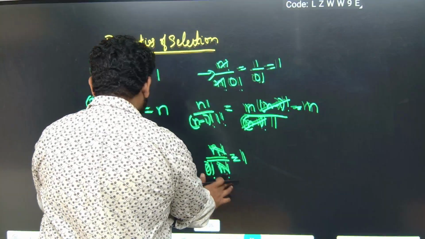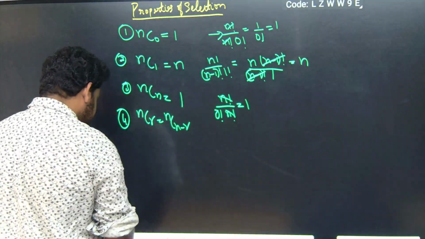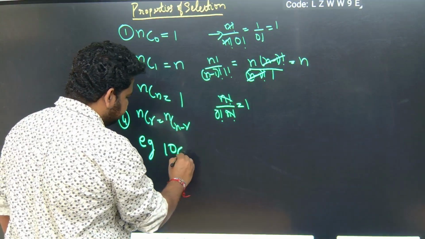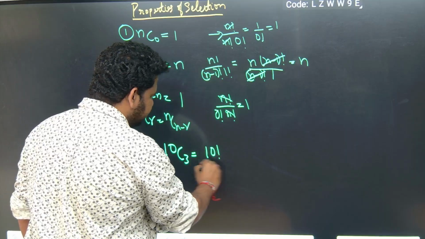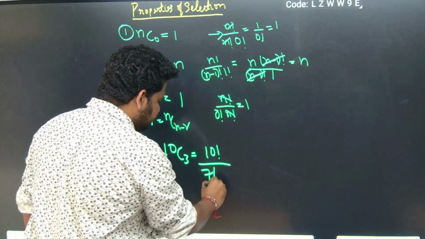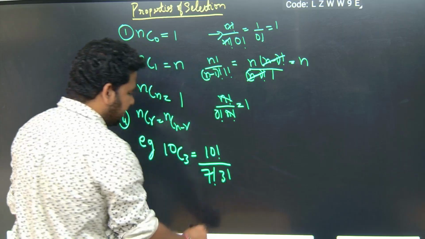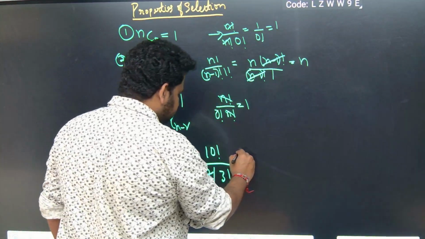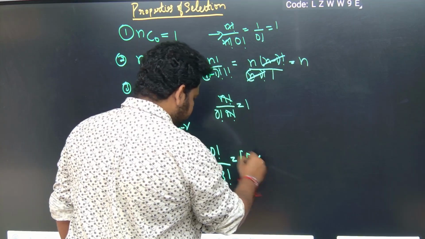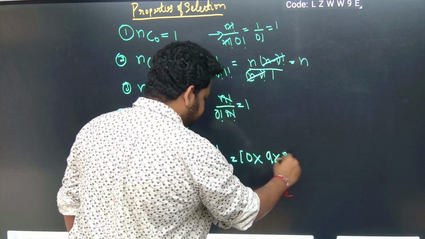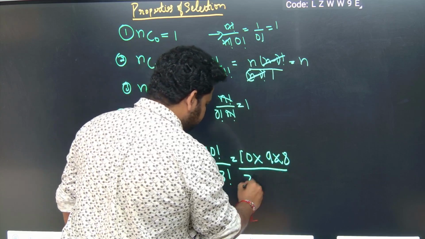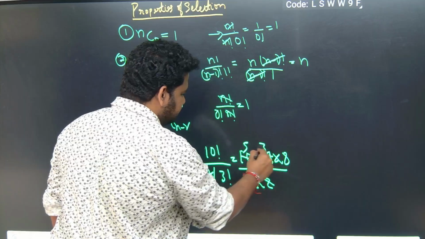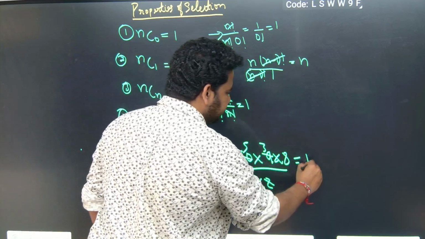Let me give an example for this. If I write 10C3, I can write it as 10 factorial divided by (10 minus 3) is 7 factorial into 3 factorial, since r factorial is 3 factorial. So I get the value as 10 into 9 into 8, 7 factorial will cancel, divided by 3 factorial, 3 into 2. 5 threes are 15, 15 eights are 120, I'll get 120.